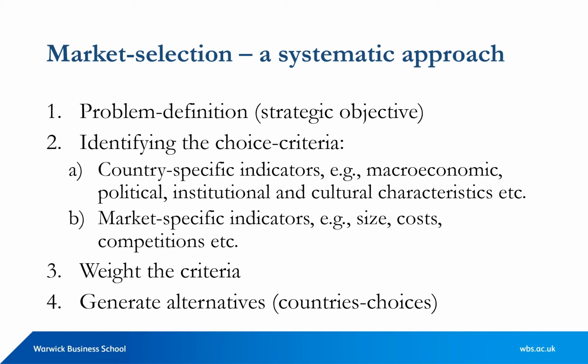Then the firm should identify its choice criteria. For example, there can be certain country-specific indicators such as macroeconomic conditions, political stability, institutional and cultural characteristics, etc. And market-specific indicators such as market size, cost of production, and intensity of competition in the factor and product markets. The firm may prioritize the criteria, assigning different weights to them. The firm should generate alternatives, a list of countries where it could make the FDI, and rate each country alternative on each criterion.